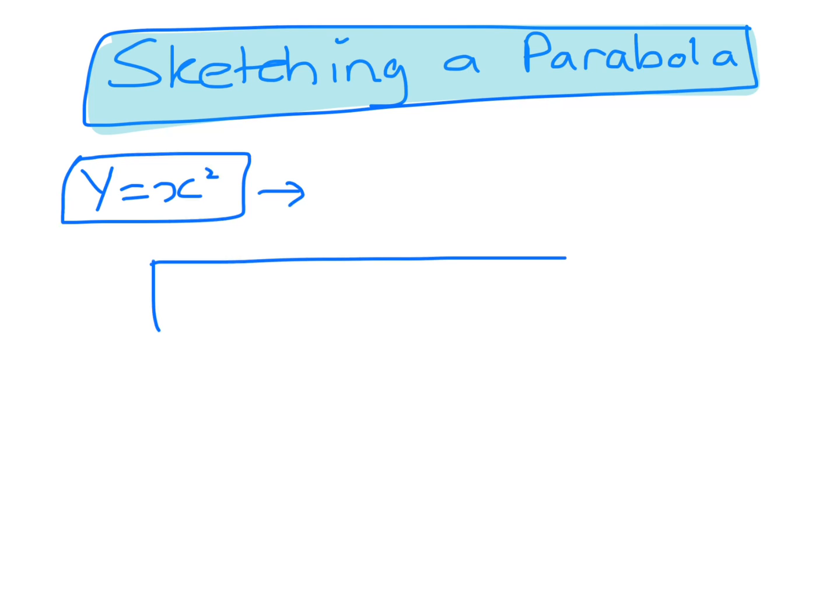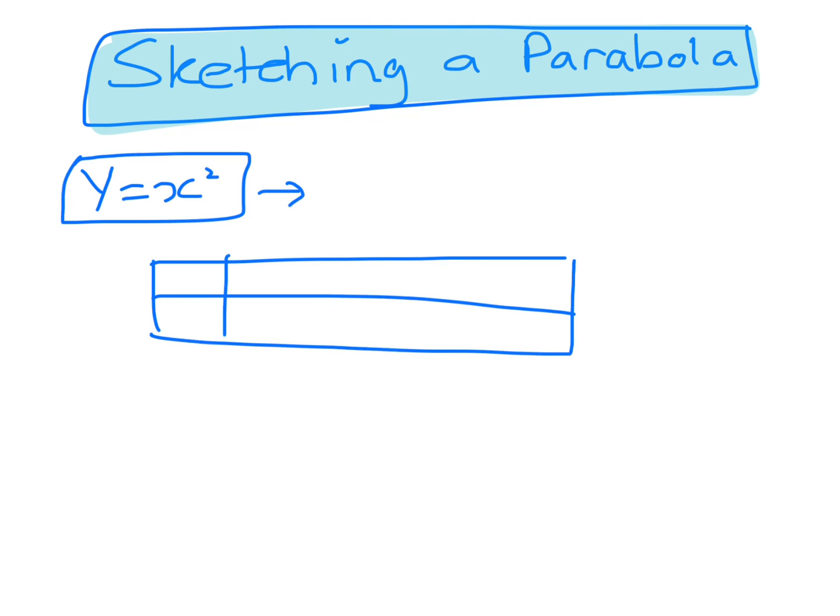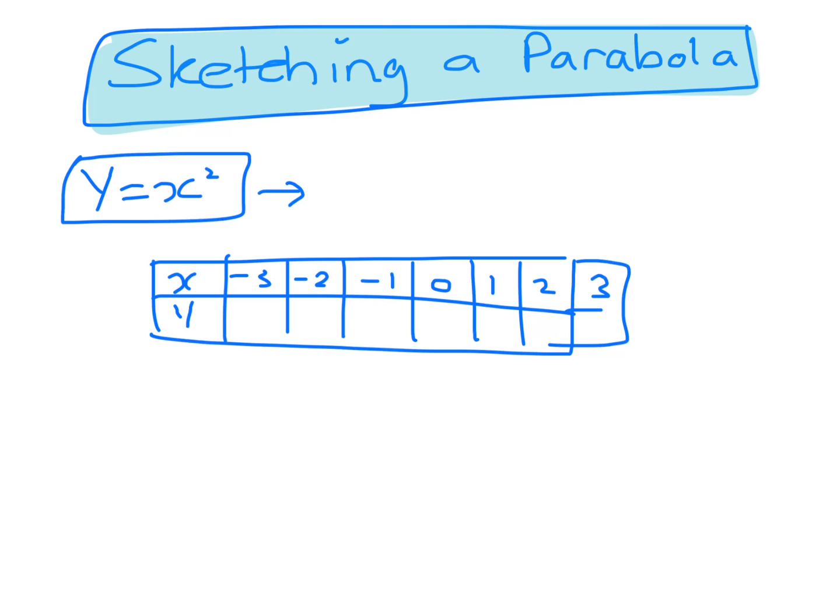All right, so we're just going to look at sketching parabolas. First of all, I'm just going to plot points and draw the parabola. We've got -3, -2, -1, 0, 1, 2, and 3. In order to sketch this, we need to fill out the table of values. So the first x value there is -3.